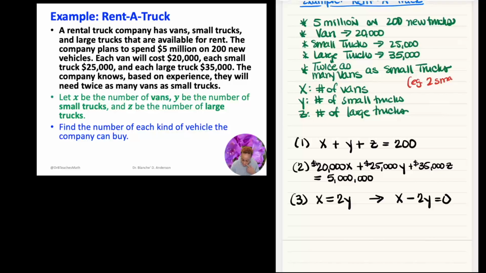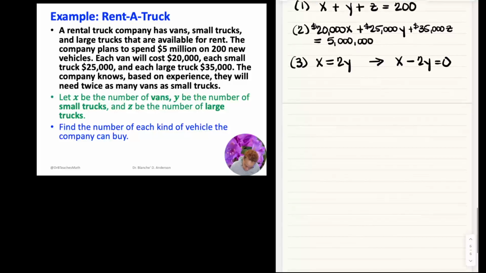And then right here, for example, 2 small trucks would imply, let me do the 5 because I did 5. 5 small trucks would mean 10 vans. Okay, so I'll put that little disclaimer there. Okay, all right. So this is our, let's build our system.